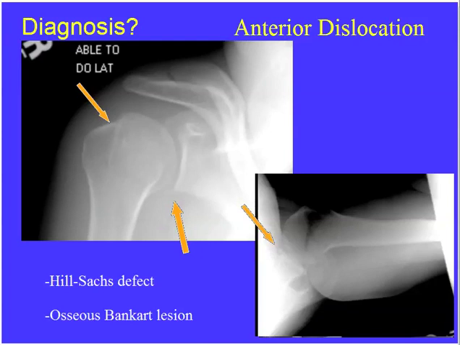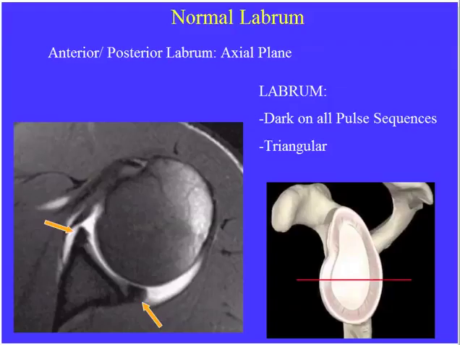So that's the West Point view that's the best for detecting that. Now, they may also show you a labral lesion that's associated with dislocation. If they show you an axial MR image through the glenohumeral joint, they're showing you a Bankart lesion, either a Bankart or a reverse Bankart lesion. So we just need to understand what the normal appearance of the labrum is.